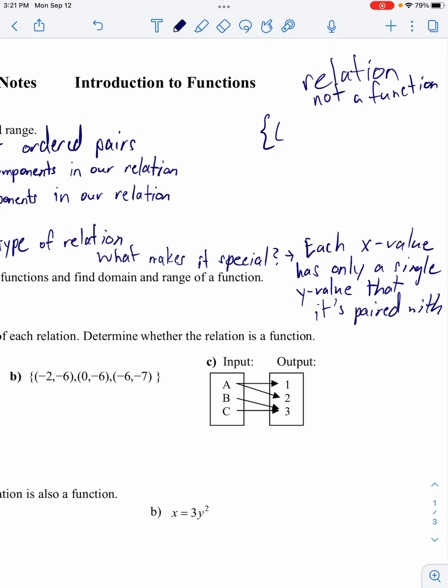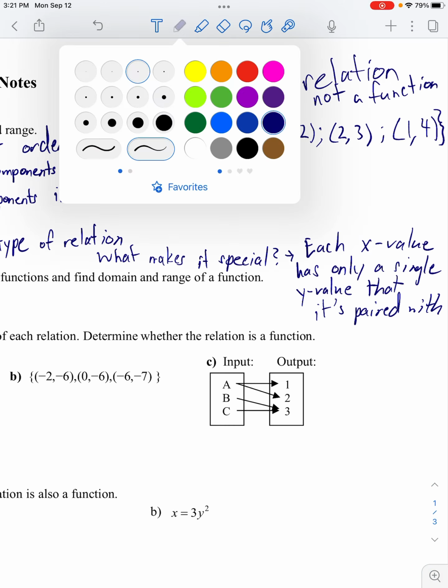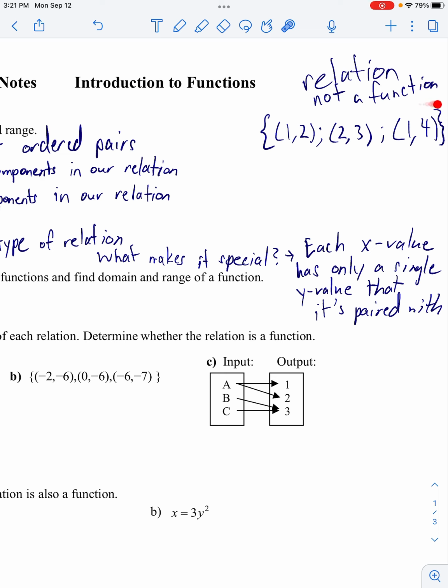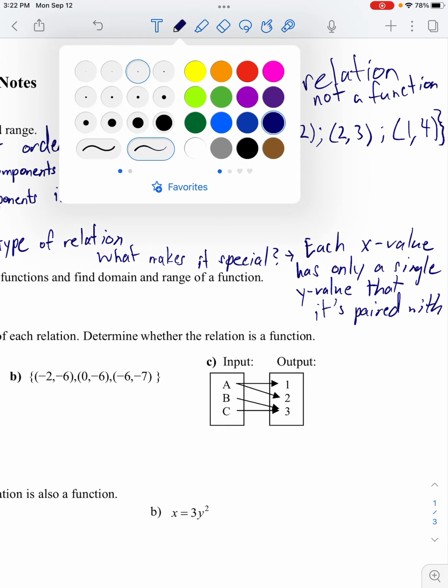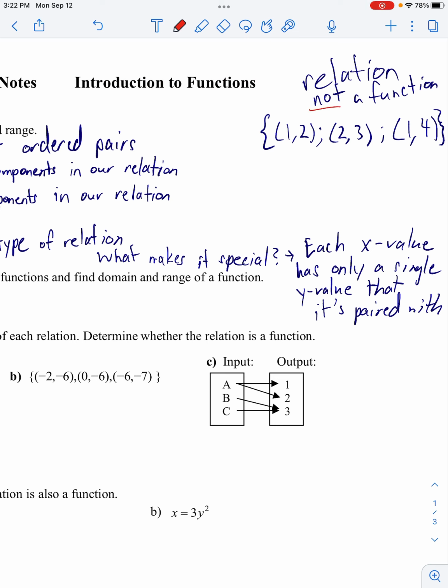All right, so an example of a relation which is not a function. I'm going to give the ordered pairs (1, 2), (2, 3), and (1, 4), okay? This is a relation right here. Mr. Shadio just pointed out it's not a function. Thank you. This relation is not a function.